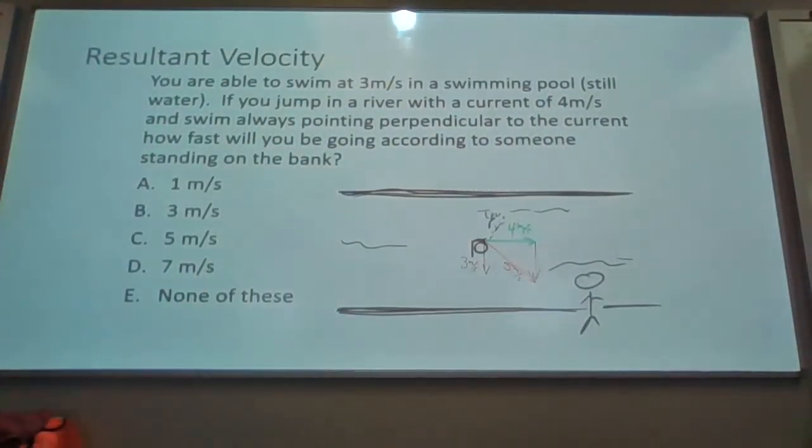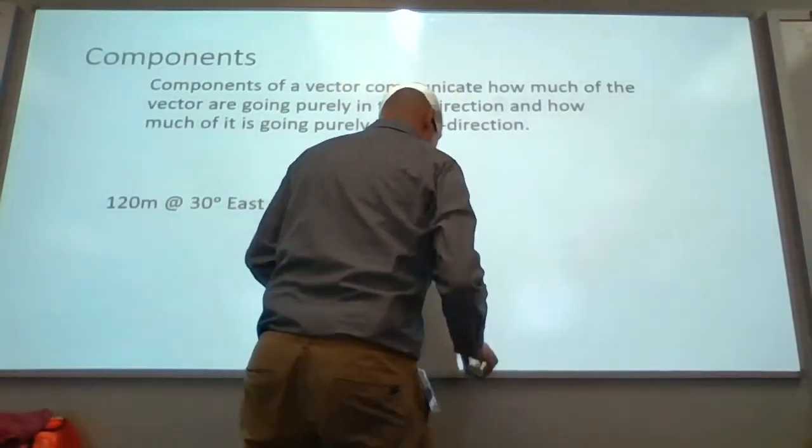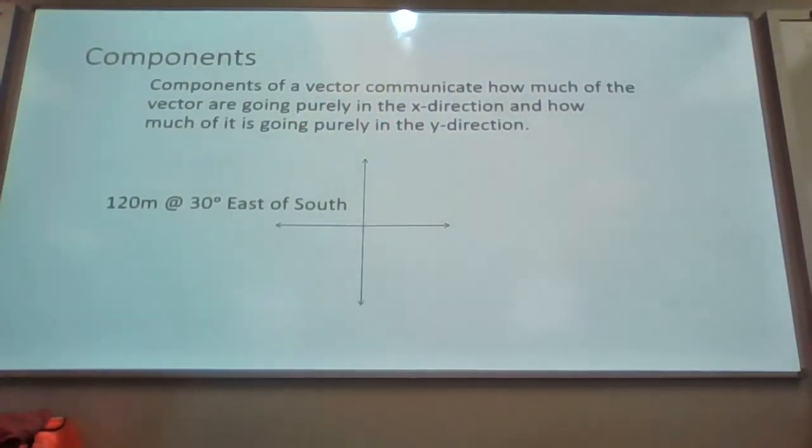All right. That's resultants. Components. So a component tells us how much of a vector is going purely in the x direction and how much is going purely in the y direction. Okay, how much of a vector is going purely in the x direction and how much of a vector is going purely in the y direction.